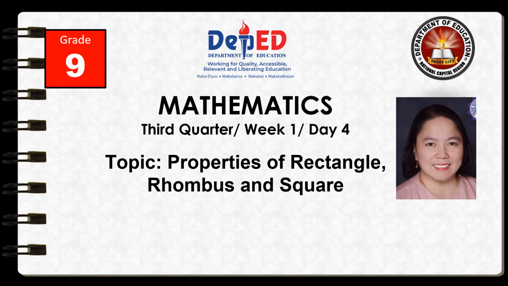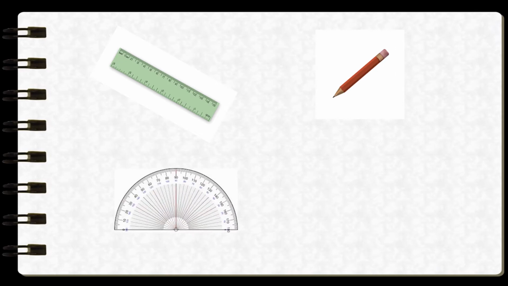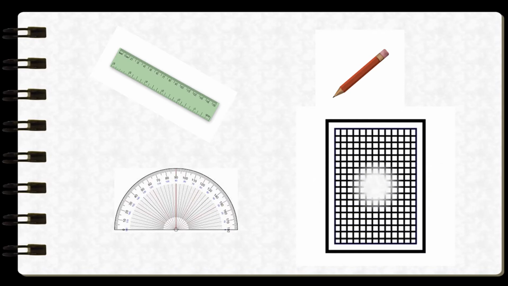Our lesson is about properties of rectangle, rhombus, and square. The main objective of our lesson is to give the different properties of rectangle, rhombus, and square. The following activities will help you discover distinguishing properties of special parallelograms. You need a ruler, a pencil, a protractor, and pieces of graphing paper.